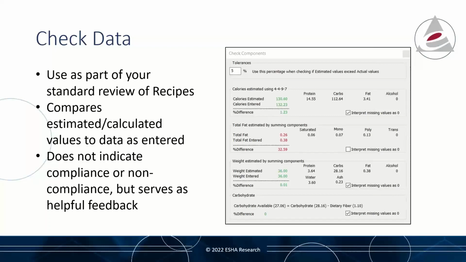numbers. Keep in mind here that the Check Data screen doesn't necessarily indicate compliance or non-compliance, but it's a very helpful means of feedback, and you may need to take action depending on the flags that you see here. This feature is available in the ingredient records, so you can check your data entry for your ingredients, as well as in the recipe records, so you can review how the assembled recipe information looks at a glance. And I'll demonstrate this more in Genesis in just a few moments.